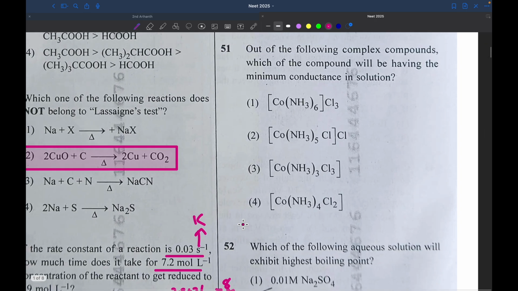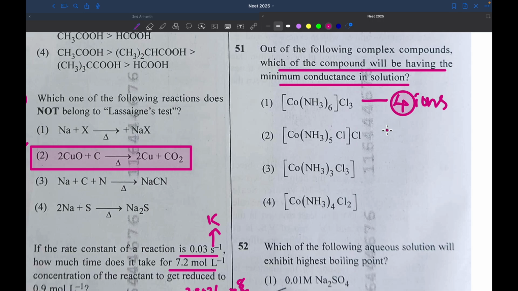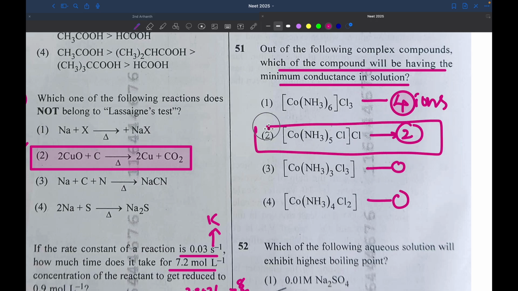Next here comes the 51st. Out of the following complexes, which compound will have minimum conductance in solution? Minimum conductance. So this gives you 4 ions. The conductance corresponds to 4 ions here. So this gives you 2 ions. This gives you 0. So minimum conductance is shown here. If there is 0 conductance, that option will be correct.